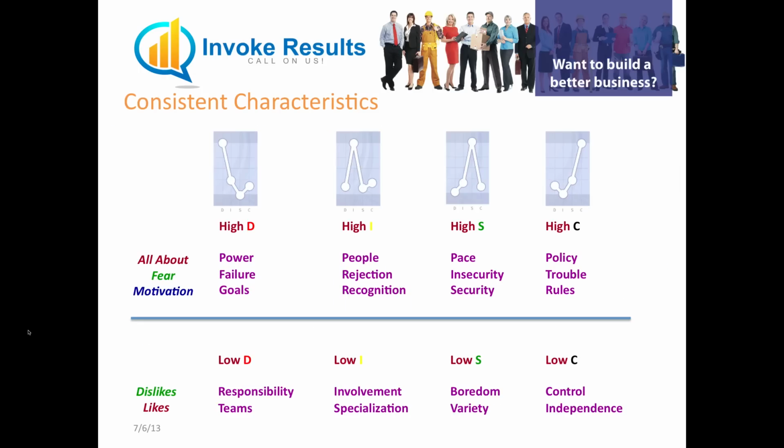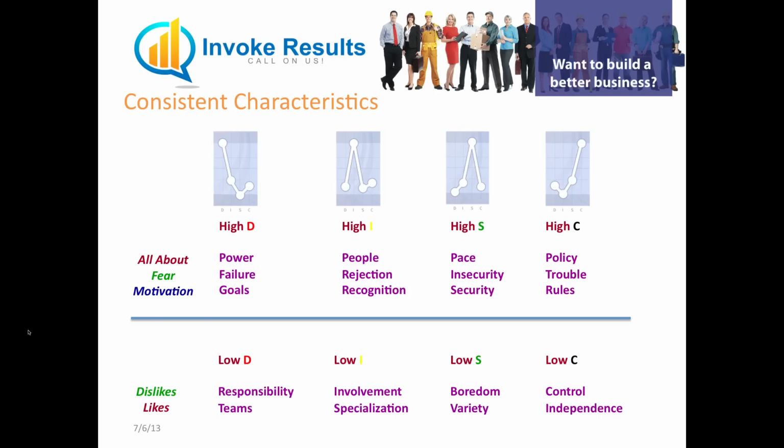So expanding a little bit further on what each profile factor is like, let's look at the D. So I said that above the line tells us what the person is all about, and below the line tells us what they like and what they dislike. So when we look at the high D, dominance, as I said, they're all about power. They like to be in control, they like to be the boss, so they will strive to be in charge. They're also about achieving goals.